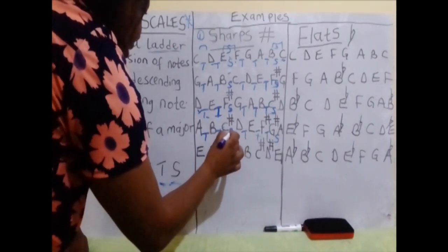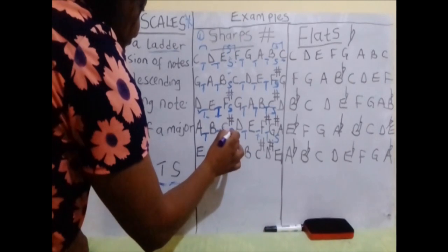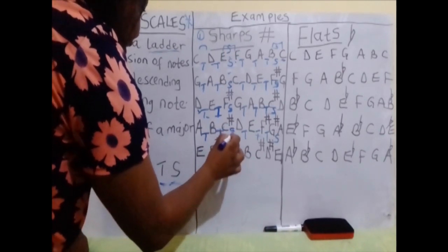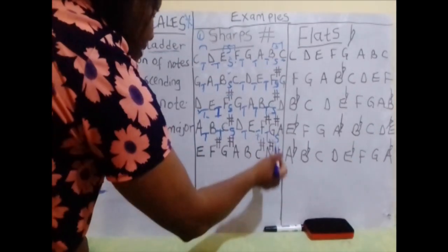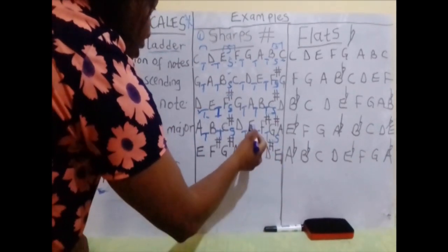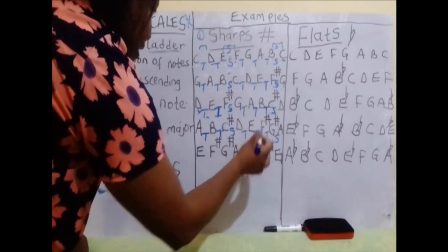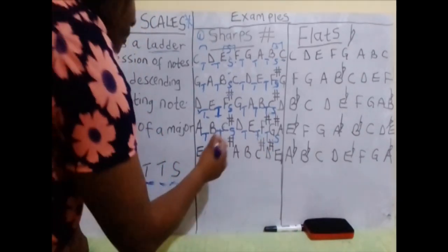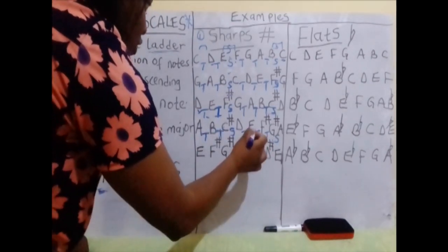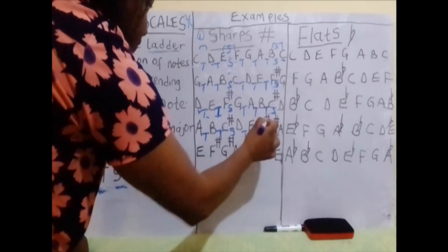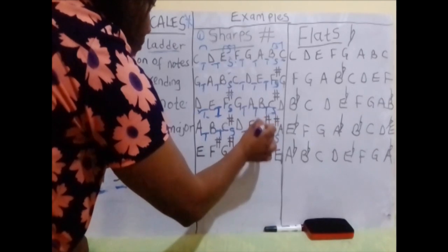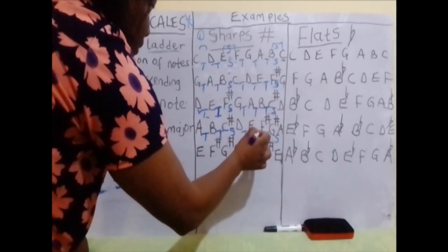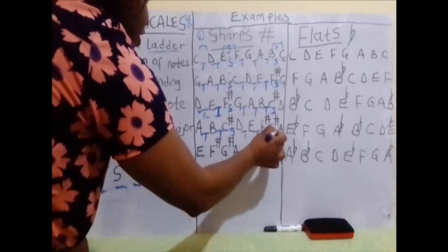And then the same applies to here. Between E and F, it's supposed to be a semitone. But because we must fit in the formula, we have raised the F. The distance between here and here has become longer. We have added one more semitone to make it longer. And then we have reduced it on this side so that we may fit in the formula of tone, tone, semitone, tone, tone, tone, semitone. And then we have a semitone there.